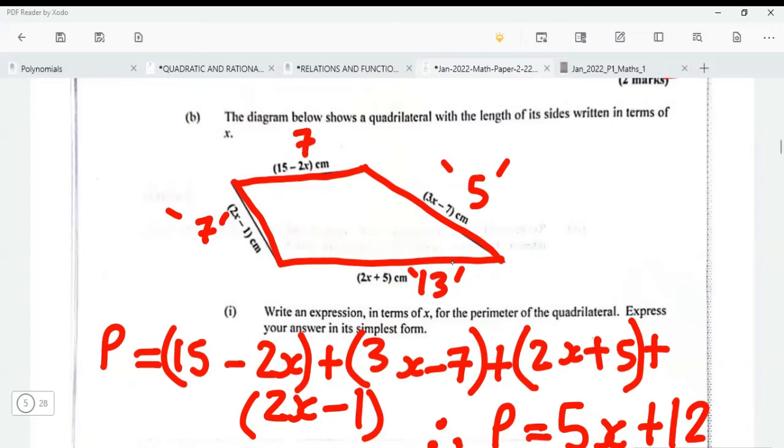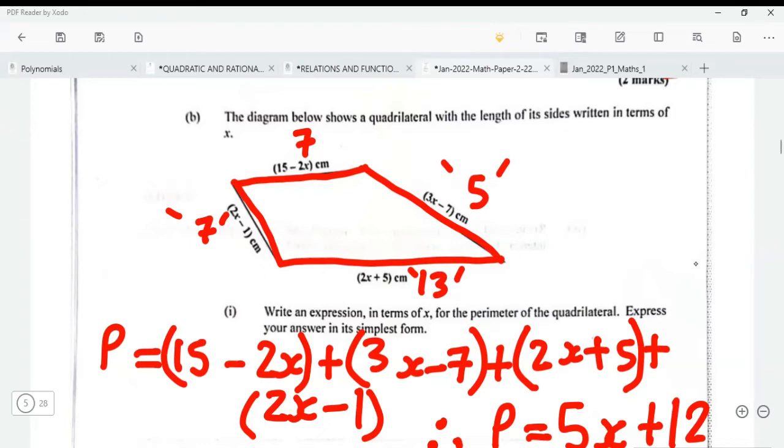All right, notice if you add up all the sides, 13 and 7 is 20. 20 and 7 is 27. 27 and 5 is 32. But they ask for the longest side. The longest side, you're not going to say is 2x plus 5. You know, you're going to say the longest side is 13 centimeter.